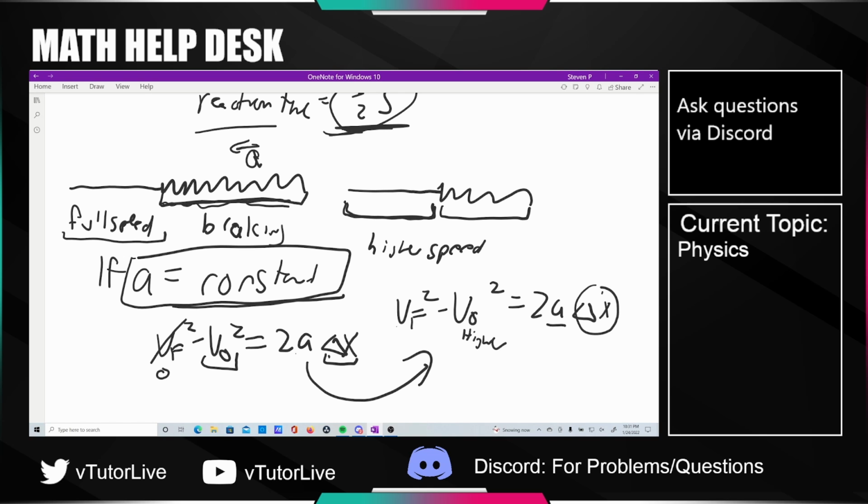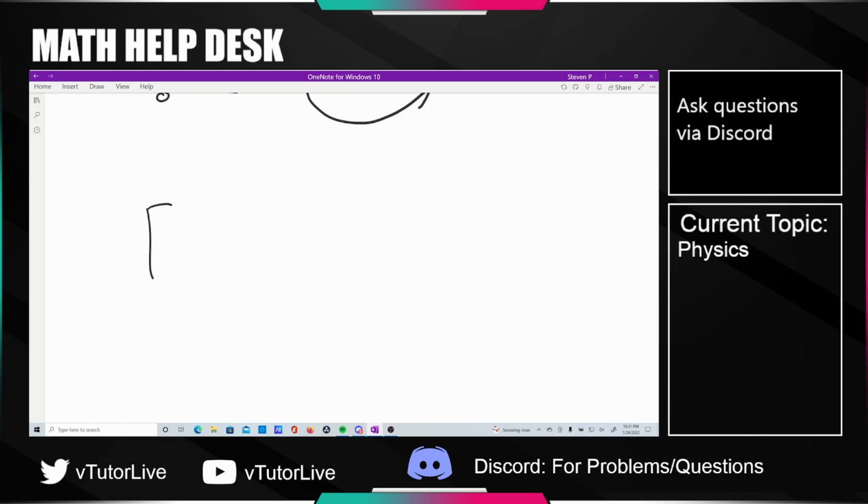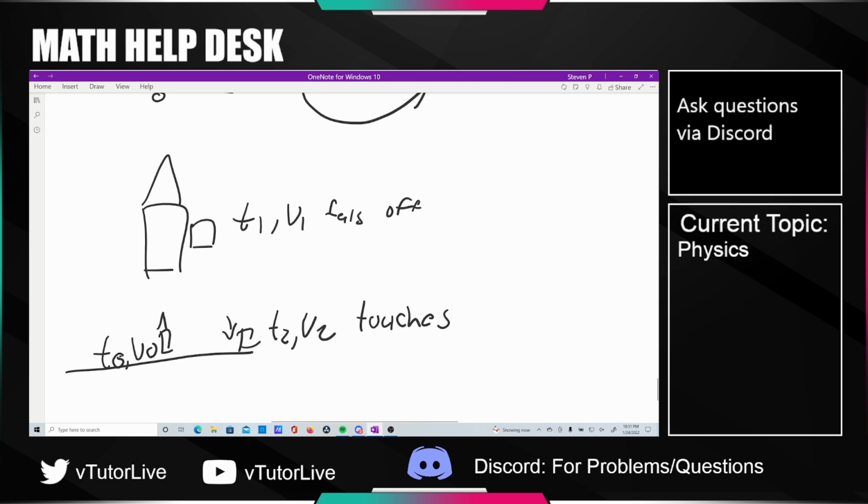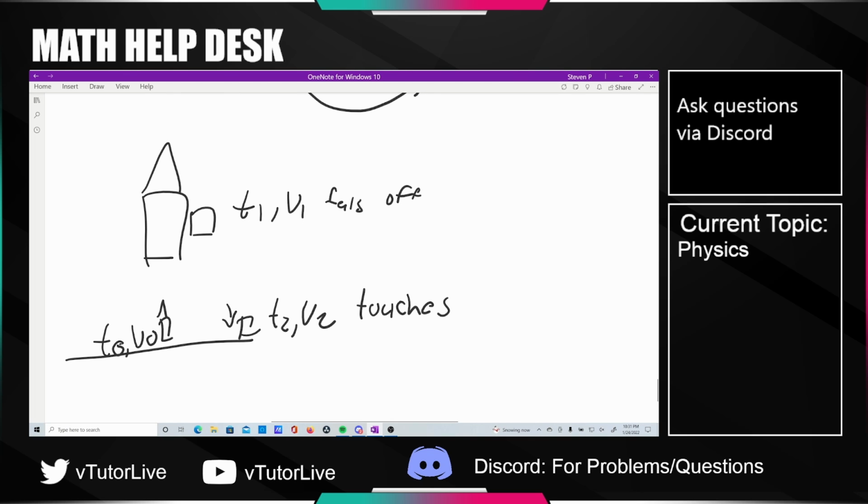Next problem is saying a rocket is being launched upwards with a tiny piece falling off at a certain time. So again, let's call T naught and V naught the time where it's taking off. And let T1 and maybe V1 be the point where it falls off. And let's let T2 and V2 be the point where it touches the ground. This problem is almost identical to that other problem we saw earlier, with a rocket lifting off and a canister falling, right?